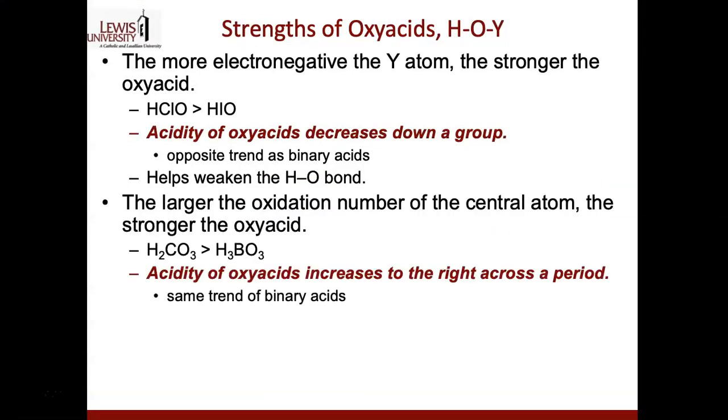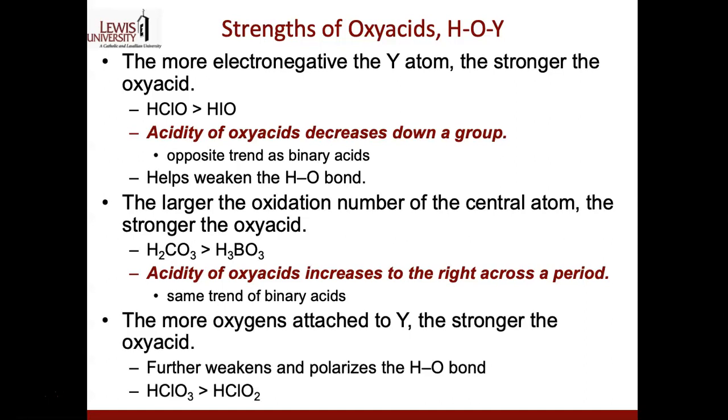Okay, so the larger the oxidation number of the central atom, the stronger the oxyacid. And so what we see is something like carbonic acid is a much stronger acid than H3BO3, right? So boric acid. And so the acidity of oxyacids basically increases to the right across a period, and that has to do with the electronegativity effect as well. As you go left to right across the periodic table, you're increasing in electronegativity. So this does follow the trend of the binary acids.